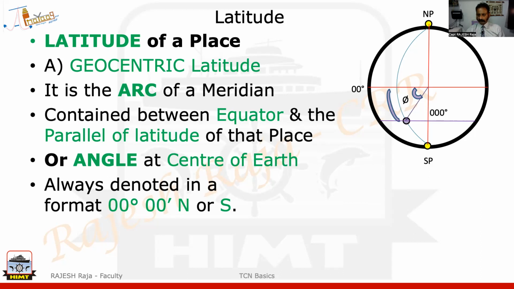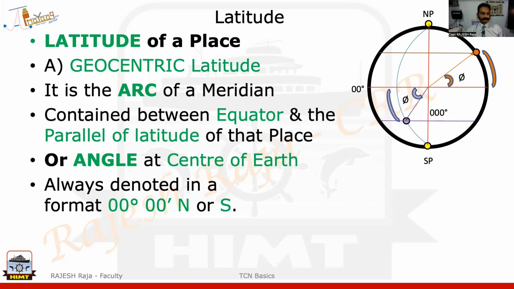One is geocentric. That means the angle that I'm measuring is at the center of the earth. But then I have a second definition also. And before I go, I'm just showing you one more example. Let us say one more spot is there. It is the arc of the meridian. Why? Because I put the spot itself on the black color circle as a sphere, and that itself is the meridian for that particular point. Or it is the angle between the plane of the equator and the line joining that point. So these are the two examples of latitude, or geocentric latitude.